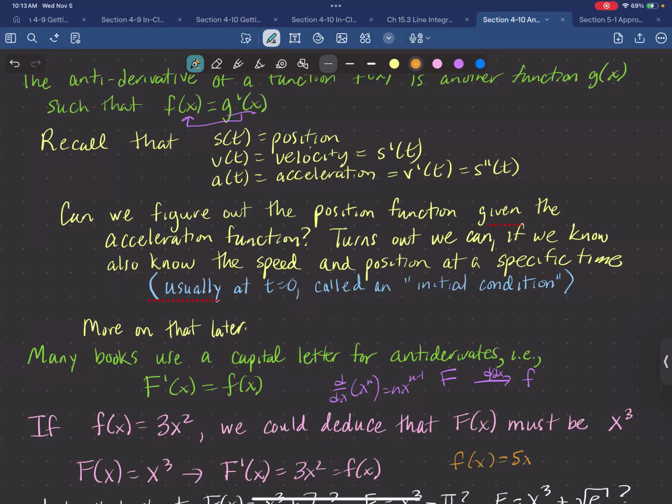Now we'll take a look at it later on, if f of x was something like 5x squared, how does that change? How does that affect it? There is a way you can go about doing it until you get an intuition for it, but we're not there yet. Okay.